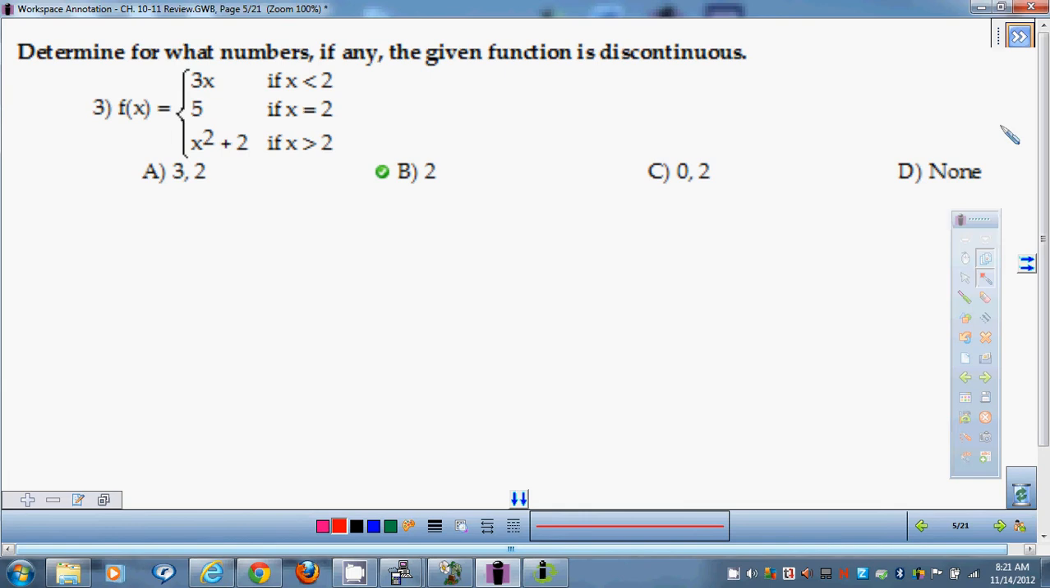While people are punching this in, how would this problem have needed to have been changed for the answer to have been none? What's the one thing that could have changed that would have made the answer none? If that middle number was a 6, because this is already 6 and so is this, the left-hand and right-hand limits are both 6, but right now the y value is 5. If this had been a 6 instead of a 5, it would have filled this in nicely, therefore making it continuous. Very good. Next problem.